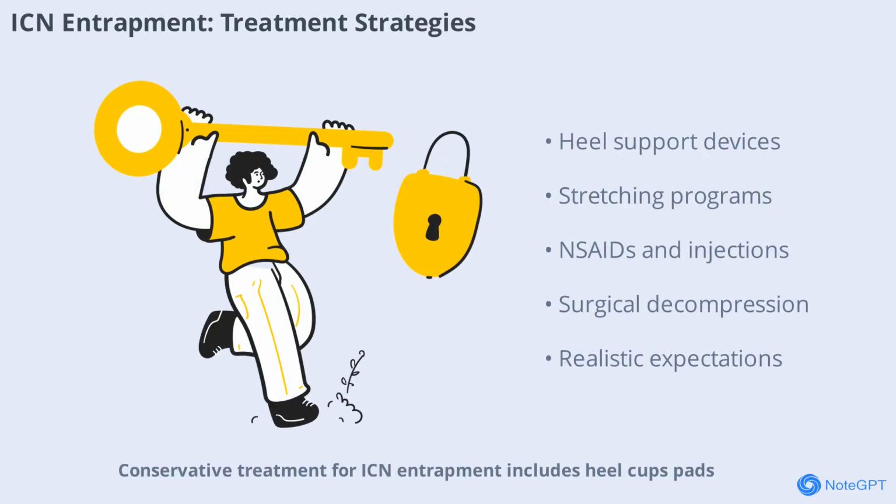Conservative treatment for ICN entrapment includes heel cups, pads, and lifts to redistribute pressure, along with stretching programs for the Achilles tendon and plantar fascia. NSAIDs provide pain relief, and local corticosteroid injections may offer temporary relief. If conservative measures fail, surgical decompression may be considered, though complete symptom resolution is not always guaranteed. Setting realistic expectations is important for patient satisfaction.